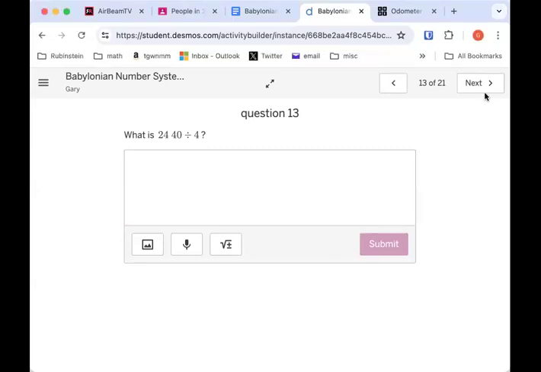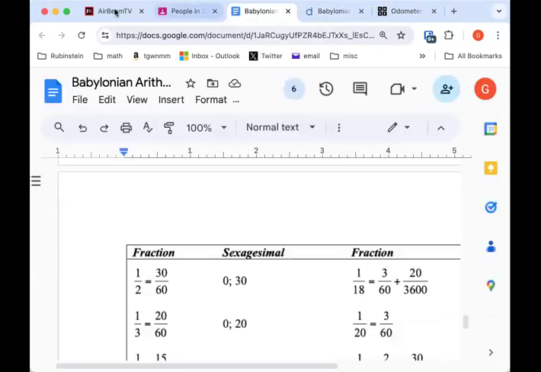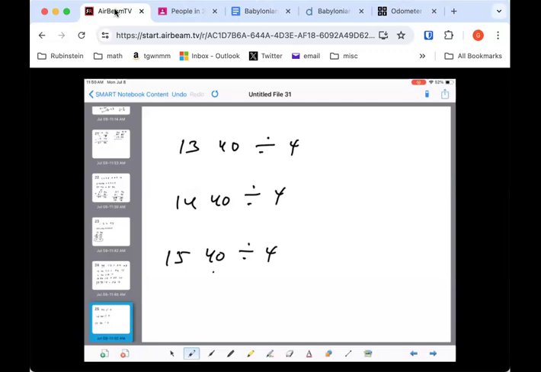But what if, and I think I have 3 more questions, 1340, 1440, 1540. Let me write this down in one spot. 13, 14, 15. Okay, what about these 3 questions? 1340 divided by 4, 1440 divided by 4, and 1540 divided by 4. Now the last digit I'm purposely making divisible by 4, but in all 3 of these cases, the first digit is not divisible by 4.